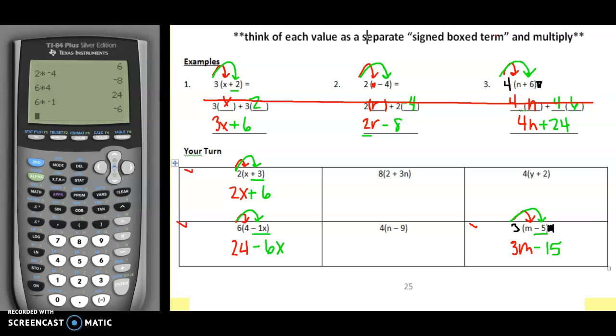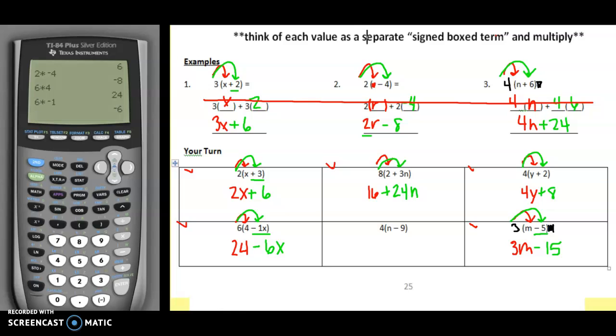All right, so if you're reviewing your answers, hopefully you tried those ones on your own. So this middle box here on the top, 8 times 2, 16. 8 times a positive 3n. Again, I'm going to multiply my numbers and get 24, and the letter just drops down with it. Top right one, 4 times y gives us 4y. And then when we do our second multiplication problem, 4 times a positive 2 gives us a positive 8.